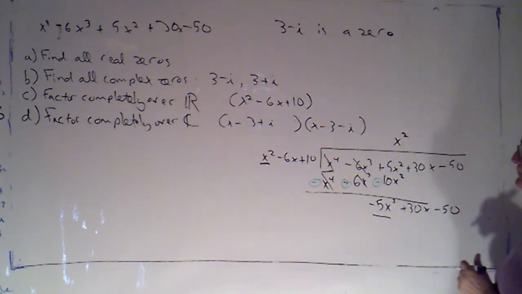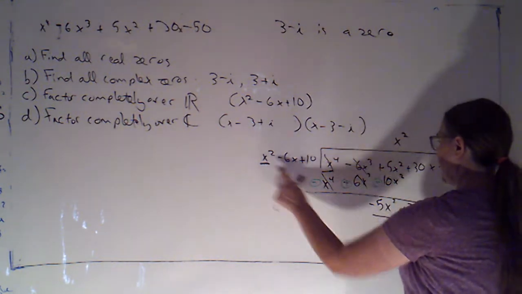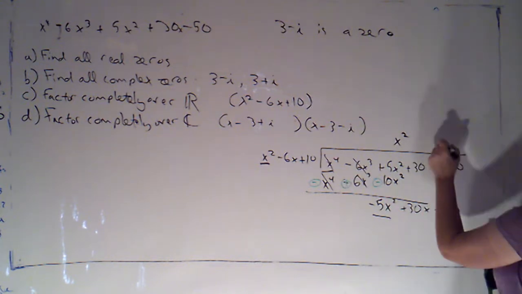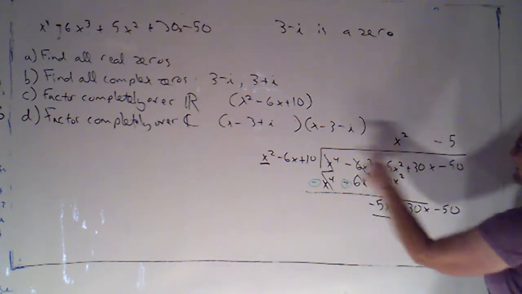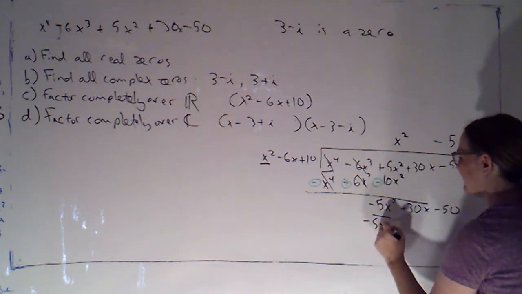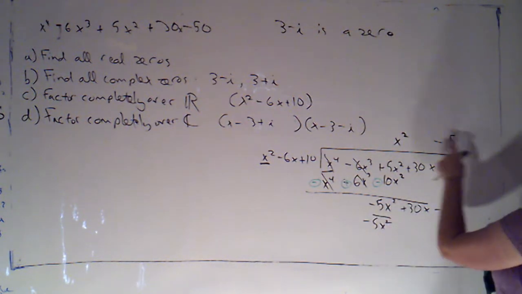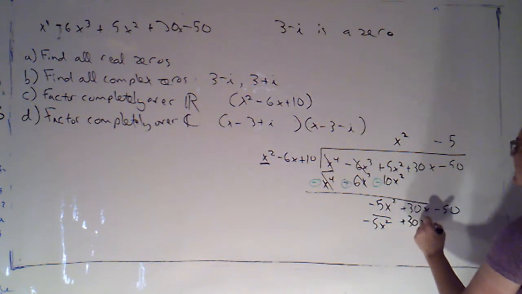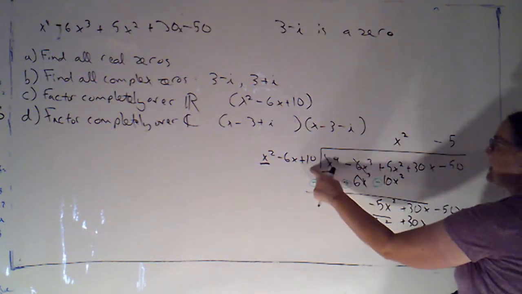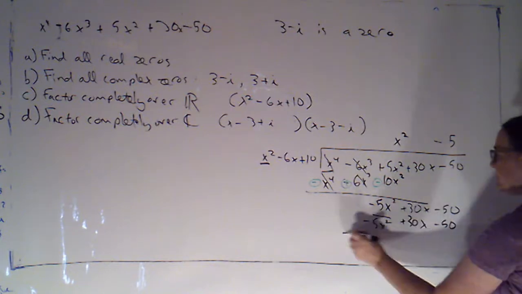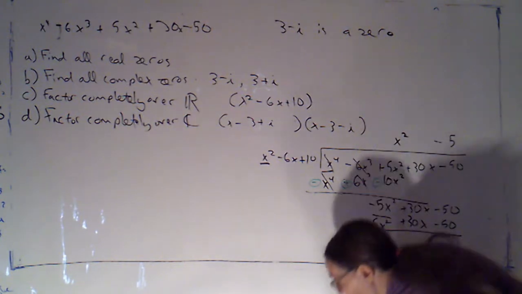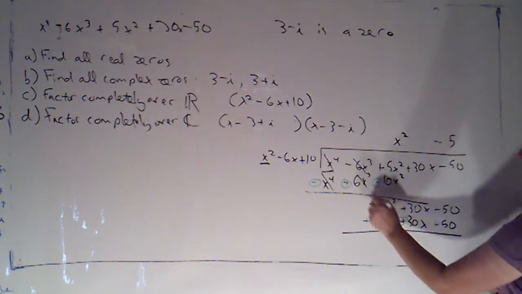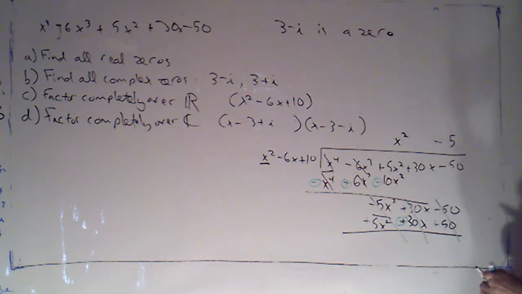And we repeat. So what would I multiply x squared by to get negative 5x squared? I'm thinking negative 5. Negative 5 times x squared will give me negative 5x squared. Negative 5 times negative 6x will give me positive 30x. And negative 5 times 10 will give me negative 50. Notice that's a perfect match so that when I change the sign and add, everything cancels out.